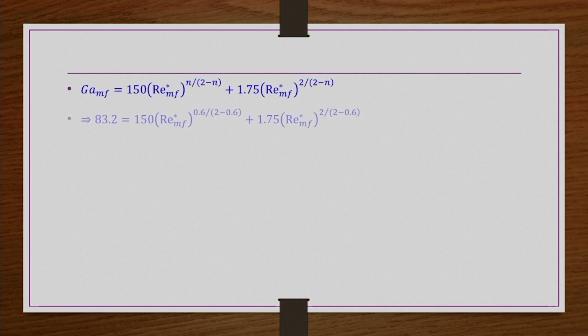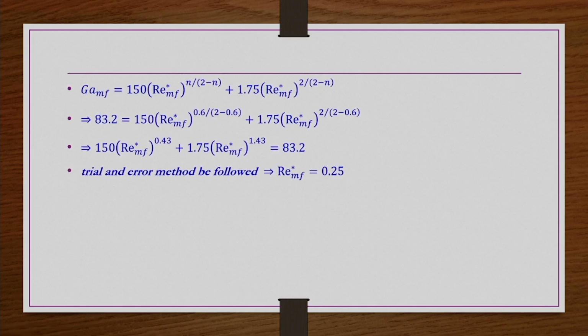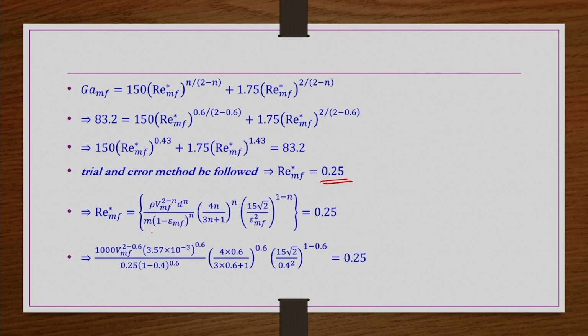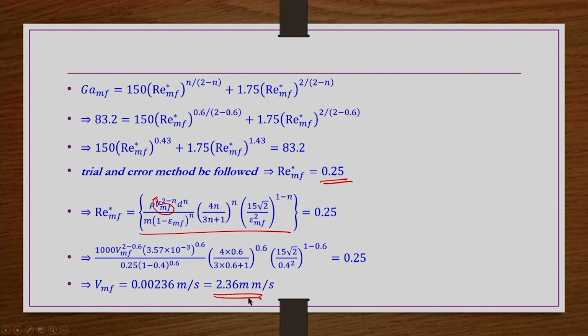When you do that, you get Re mf star equal to 0.25, that is the flow under streamline conditions only. And once Re mf star is known, then here everything is known except Vmf. So then you can get the Vmf, and that comes out to be 2.36 mm per second. Straightforward, simple. Only thing, this equation is slightly difficult to solve directly, so you have to do a trial and error approach.